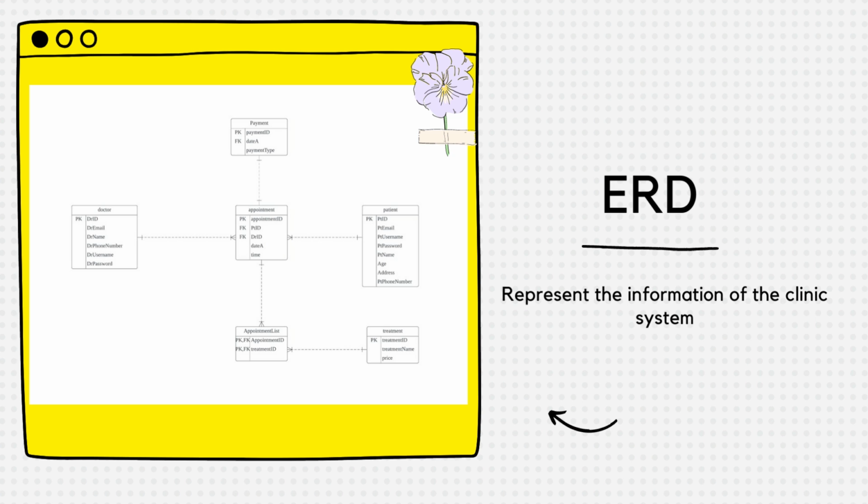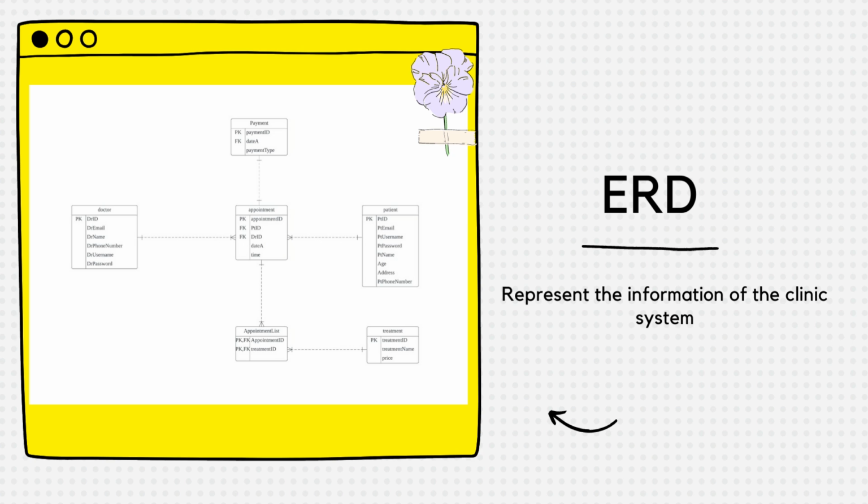The connectivity for this ERD is one-to-many except for appointment and payment, where the connectivity is one-to-one. In this ERD, one doctor will handle many appointments and one appointment will be handled by exactly one doctor. Next, one patient can book many appointments, but one appointment can only be booked by exactly one patient.